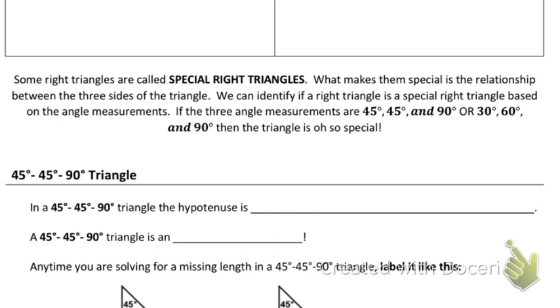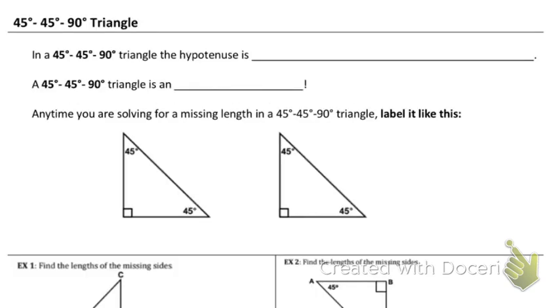So all we have to know is one side, and we can get the other two sides if I have a 45-45-90 or a 30-60-90. Let's talk about the 45-45-90 triangle first. In a 45-45-90 triangle, the hypotenuse is always square root of 2 times bigger than the legs.